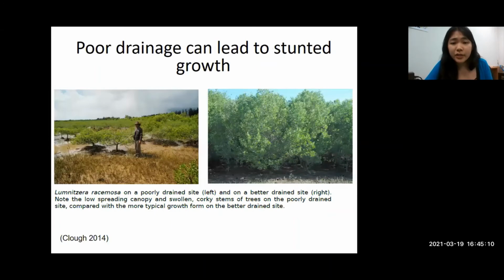And then poor drainage, if it's not draining well, can lead to stunted growth for mangroves. So this Lumnitzera, a different species than what we have here, but the same concept. It's growing in a poorly drained area, and as a result, it's growing stunted. So it's not growing tall like this picture. It's spreading out horizontally while still very small. So that can be representative of stress. It looks like our mangroves aren't very stunted, but something to keep an eye out for.